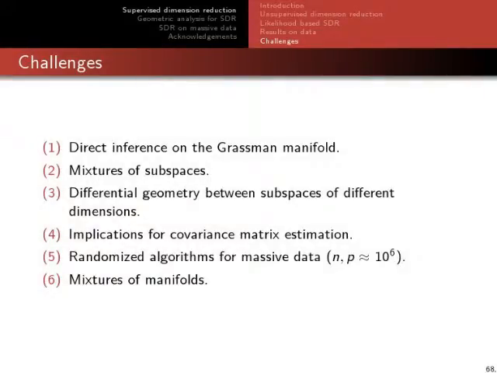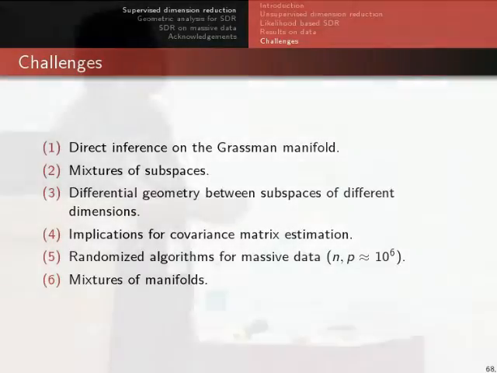Some of the interesting problems that are still open here are how do I do direct inference on the manifold? The way I solve this problem is by pushing it through a factor model, right? Instead of pushing it through a factor model, I could have said, well, there is a subspace. Can I do direct inference on the subspace? I can write down a likelihood with respect to the subspace. Can I do direct inference there? What happens if I have a mixture of subspaces? Can I pull that out?